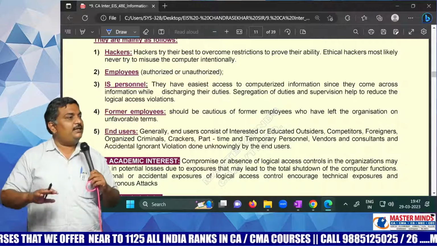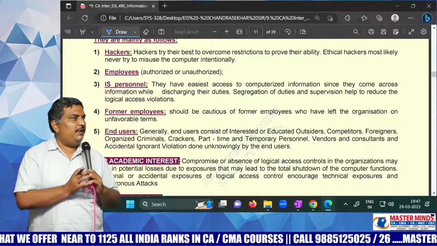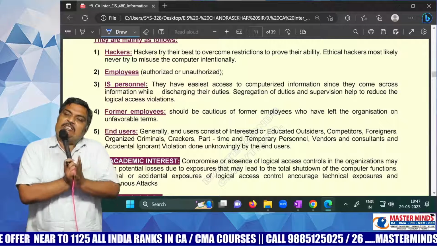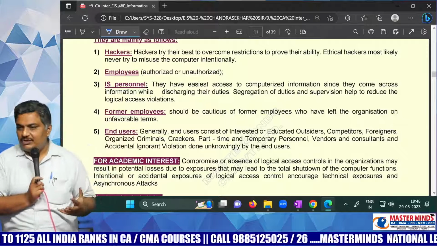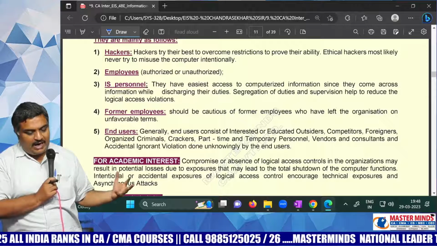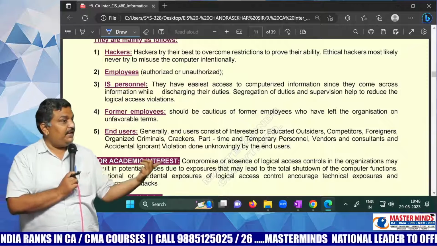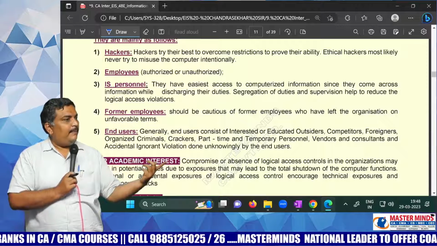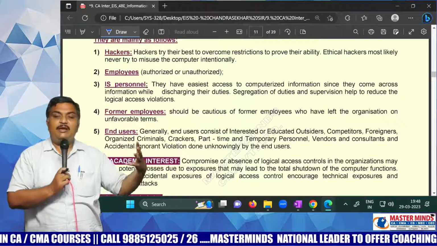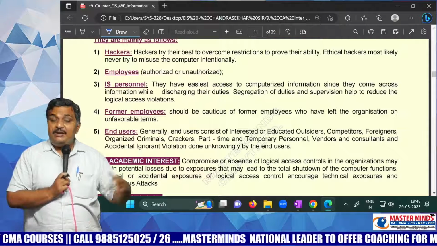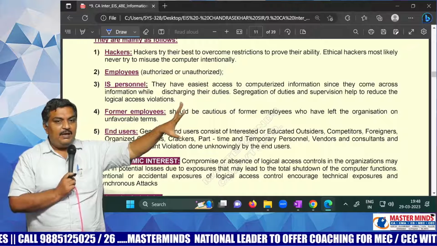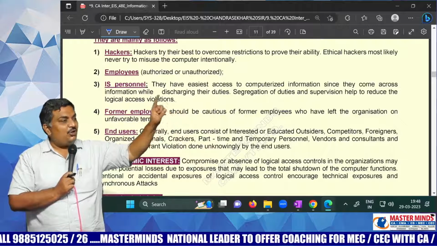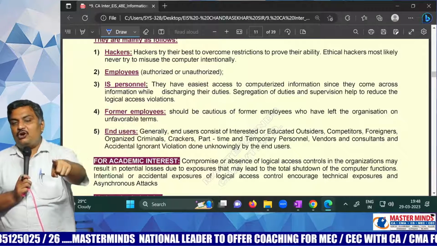Next, employees. Authorized or unauthorized? I am an authorized employee only, but my boss scolded me in the morning and I wanted to take revenge on my boss. So somehow I will do some nonsense. That is logical access violation. And IS personnel. These are very dangerous people. IS personnel means what? The system administrator will be there, and he will have access to all the data, passwords and system.